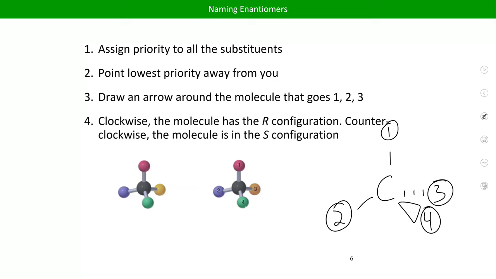You hold your hand like this. If number four is my thumb, if I want number four to go backwards, I have to rotate three towards us. So that's going to put number one out towards us, number three up, and number four back.